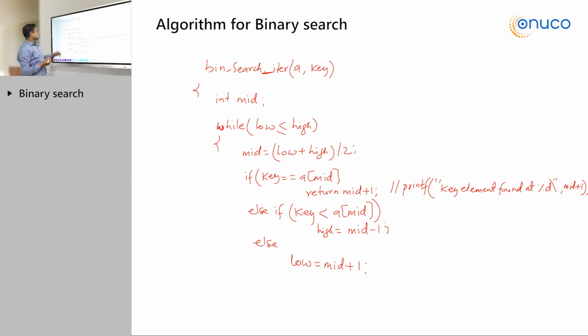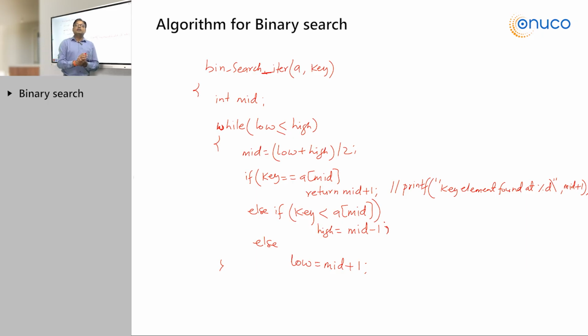So there are three cases. Either it is equal, or key is lesser than A of mid, high is equal to mid minus 1, or key is greater than A of mid, low is equal to mid plus 1. So that we are going to write it again and again. Thereafter what will happen? There is a case where the while loop is not true.